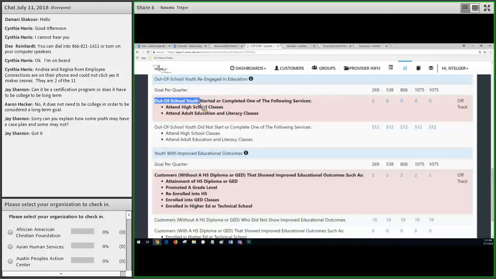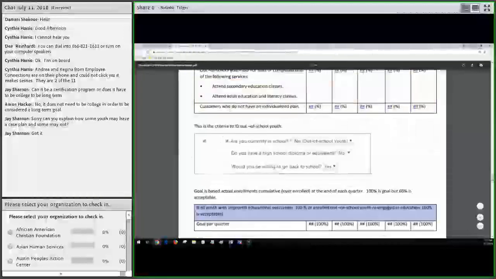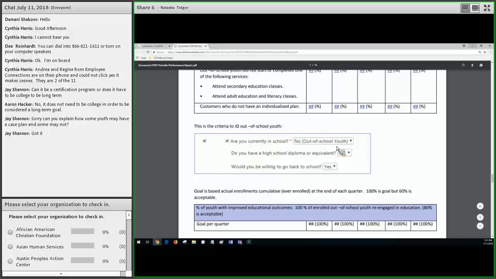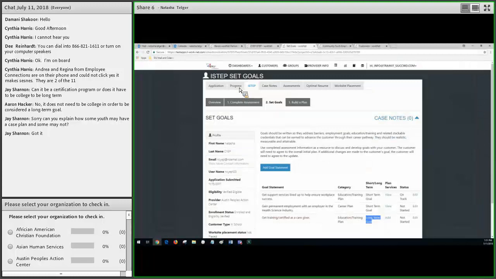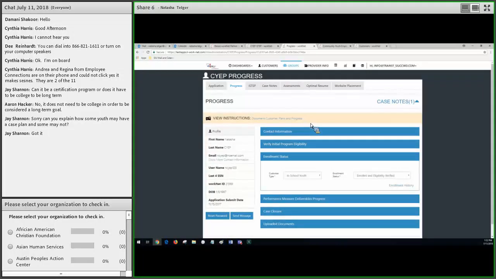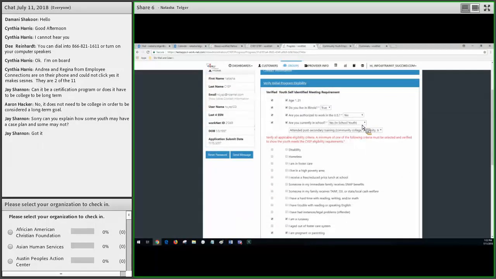Okay, so now we have out-of-school youth started or completed one of the following services. Okay, so in the instructions, we have it defined as what is an out-of-school youth, what the criteria is, what it's looking for. So when I go to my person, where do I find this? I find the criteria, so I know who's considered the out-of-school youth in this area.